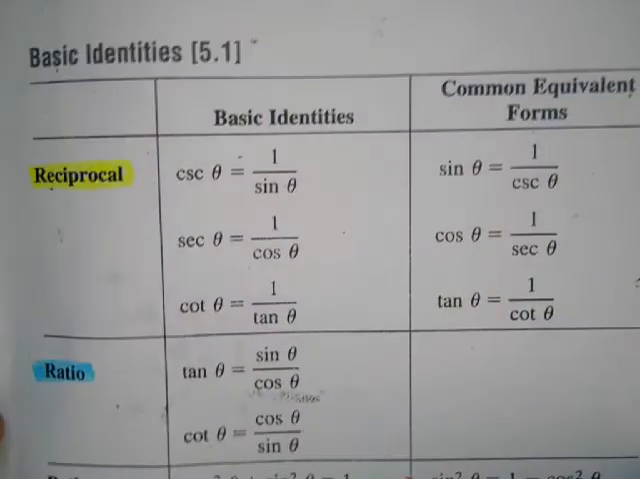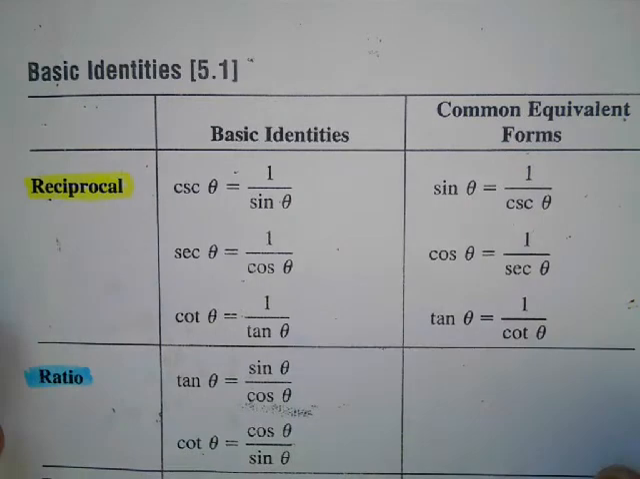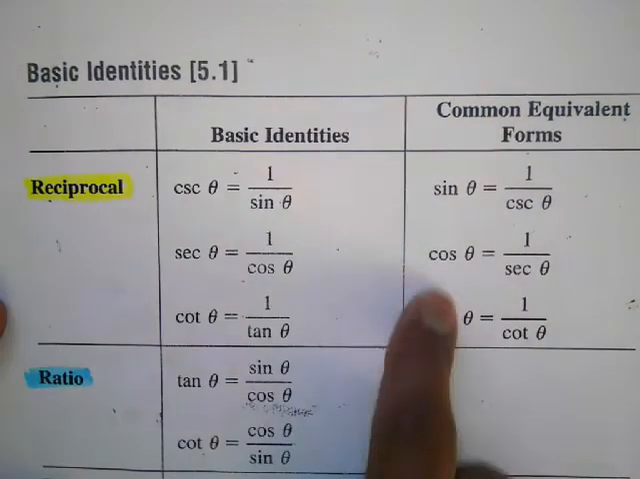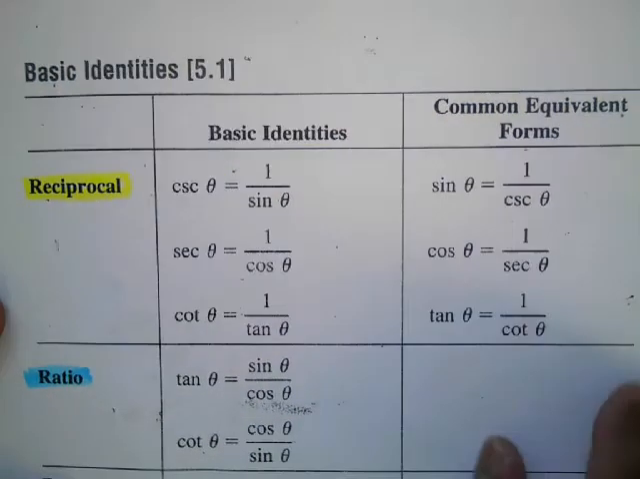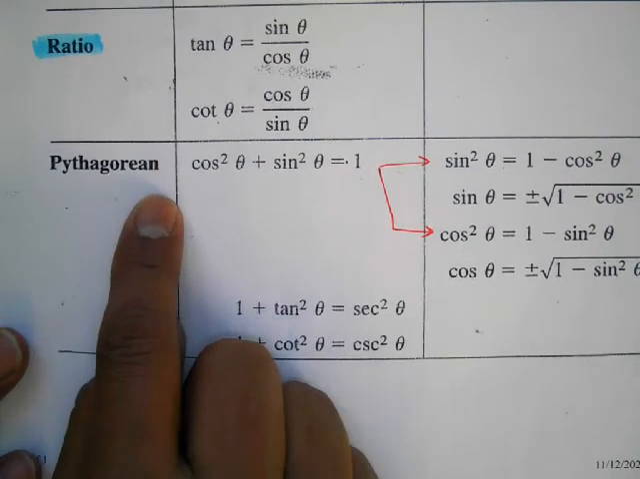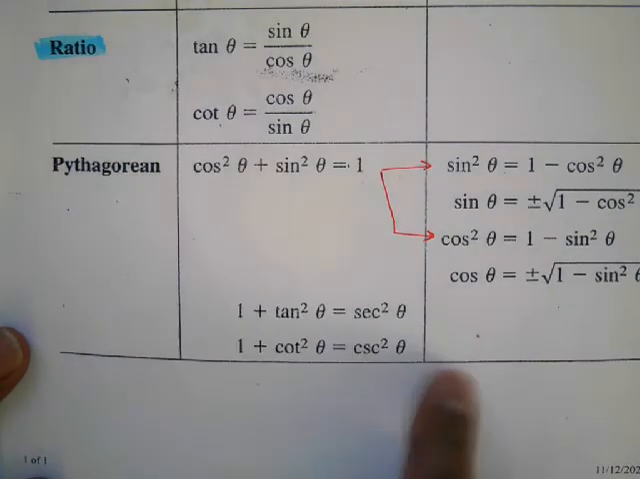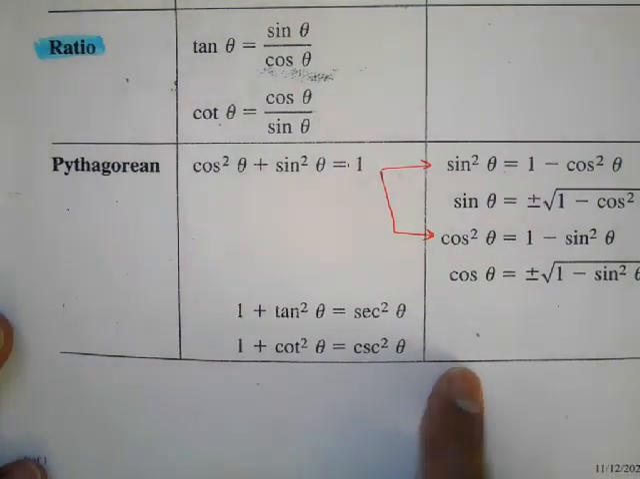Okay, for this first video on the identities, hopefully you have your identities worksheet here. We already covered this in part one of identities. Now we're going to look at these Pythagorean identities. And I'll explain it on a separate piece of paper, and when you come back and look at this, it'll make a little bit more sense.